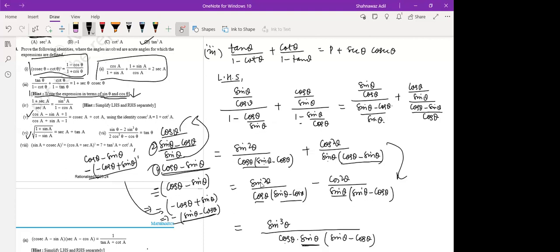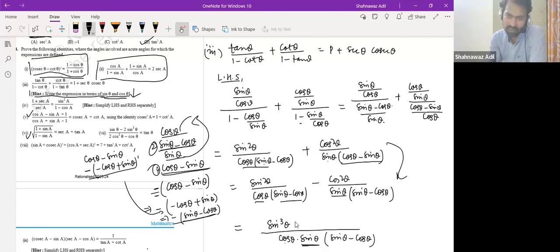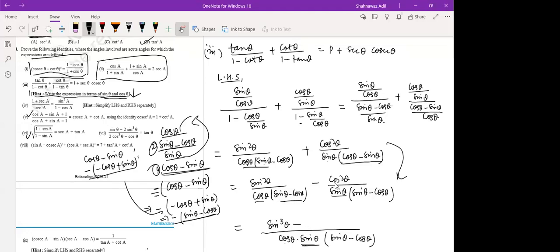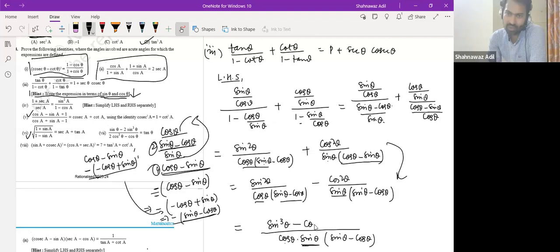Now tell me about the second one. So what you will get in here? Cos cube theta. Good. So cos cube theta. Okay, now we have reached the half stage of this question. So let us stop here, because we have the class again after half an hour. So let us stop here and then we'll do the next part.